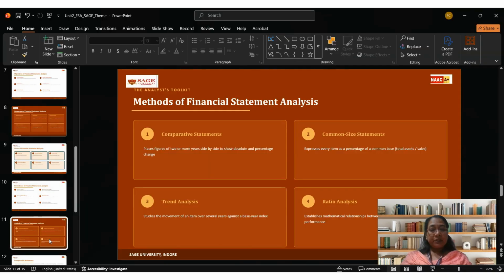It guides investment decisions, helping investors judge risk and expected return before committing their money. And it assists credit decisions, helping banks and other lenders assess a borrower's repayment capacity. In short, good analysis turns financial statements from a compliance document into a genuine decision support tool.